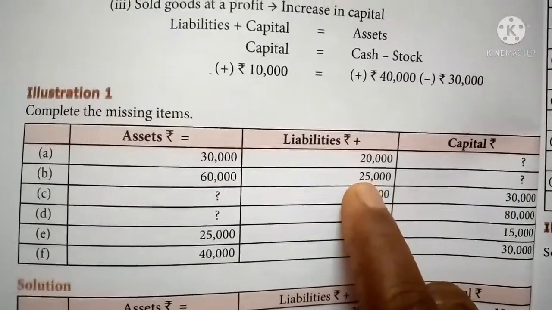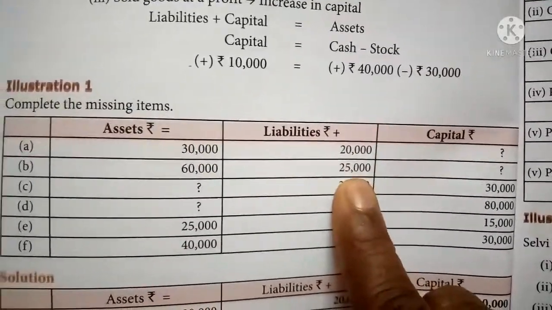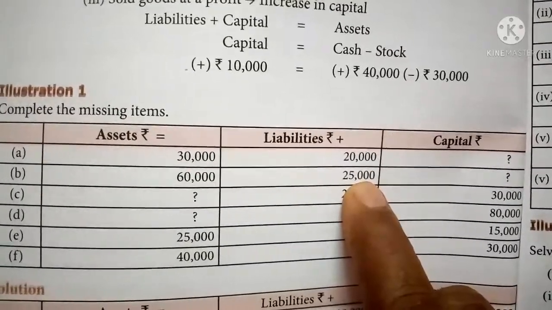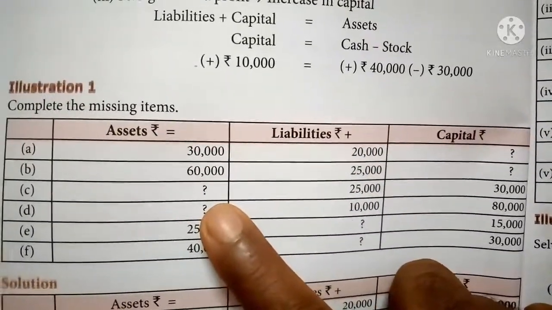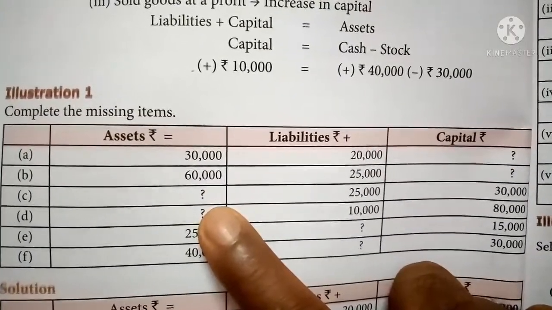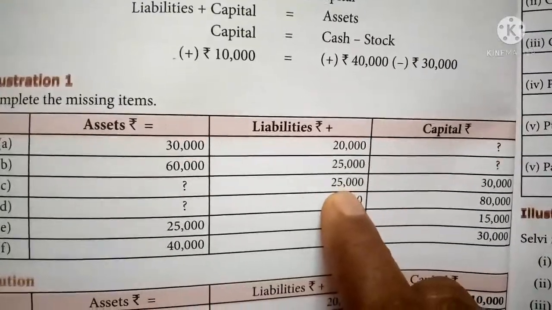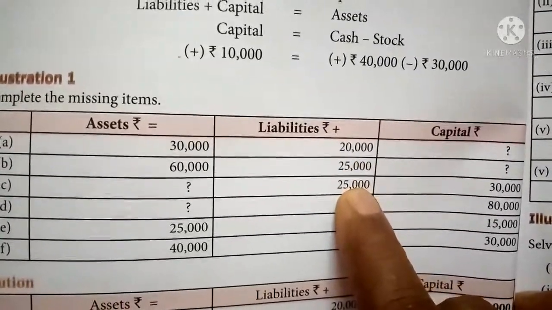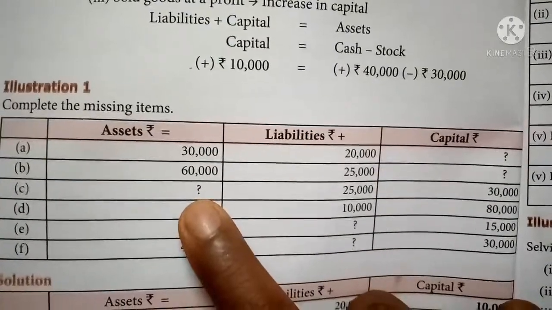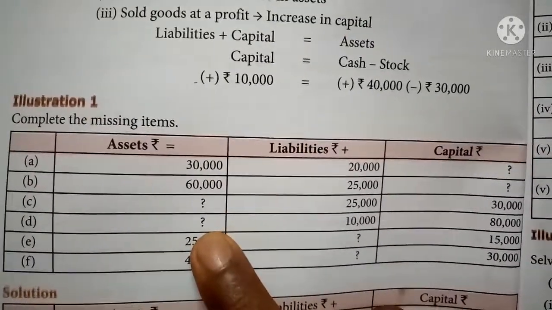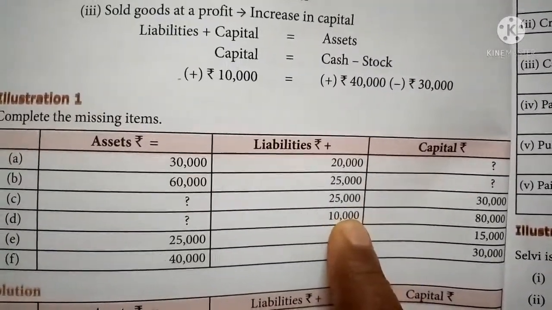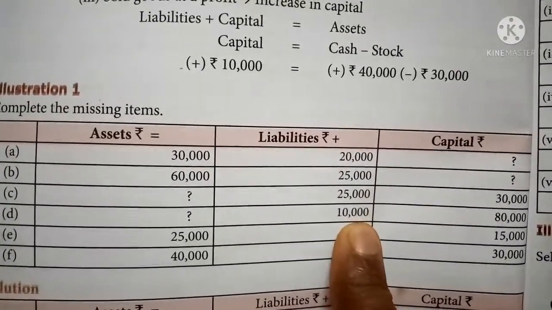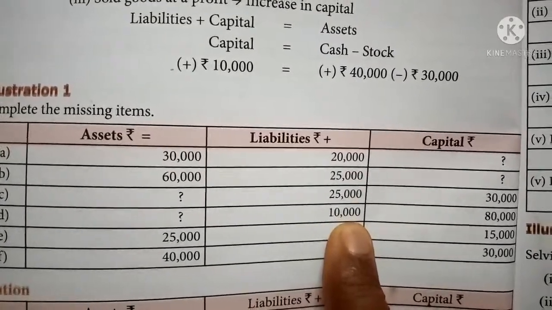Likewise, the second example also. Asset is 60,000, liability is 25,000. They are asking capital. So the capital amount will be the difference between these two amounts, that is 35,000. And then the third example, that is part C. Asset they are asking, liability given 25,000, capital is given 30,000. Here the plus symbol is there, so you should add liability and capital. The total amount is 55,000, that is the asset value. And in case D, they are asking asset, liability and capital are given, liability 10,000, capital is 80,000. If you add these two amounts, the missing asset value will be 90,000.